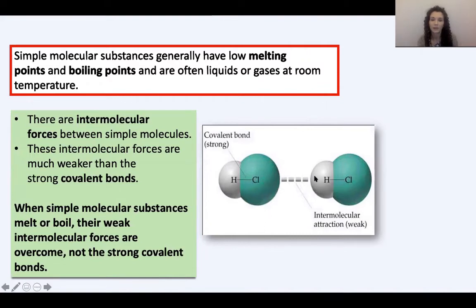So we're talking about these intermolecular forces between the molecules. The bonds between the atoms are quite strong, so it would be quite difficult to pull that hydrogen away from that chlorine, but the intermolecular forces between those two molecules of hydrogen chloride, so here's one hydrogen chloride, here's another, those intermolecular forces are weak. So it doesn't take a lot of energy to overcome them, to make them move further apart. So that's why there's that low melting and low boiling point.